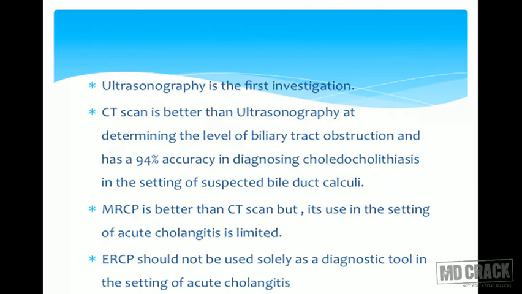So which is the most common investigation to diagnose cholangitis? Ultrasonography is the first investigation, but CT scan is better than ultrasonography at determining the level of biliary tract obstruction, and it has 94% accuracy in diagnosing choledocholithiasis in a setting of suspected bile duct calculi. So CT scan is better than ultrasonography. But friends, MRCP is still better than CT scan. But in case of acute cholangitis, its role is limited.